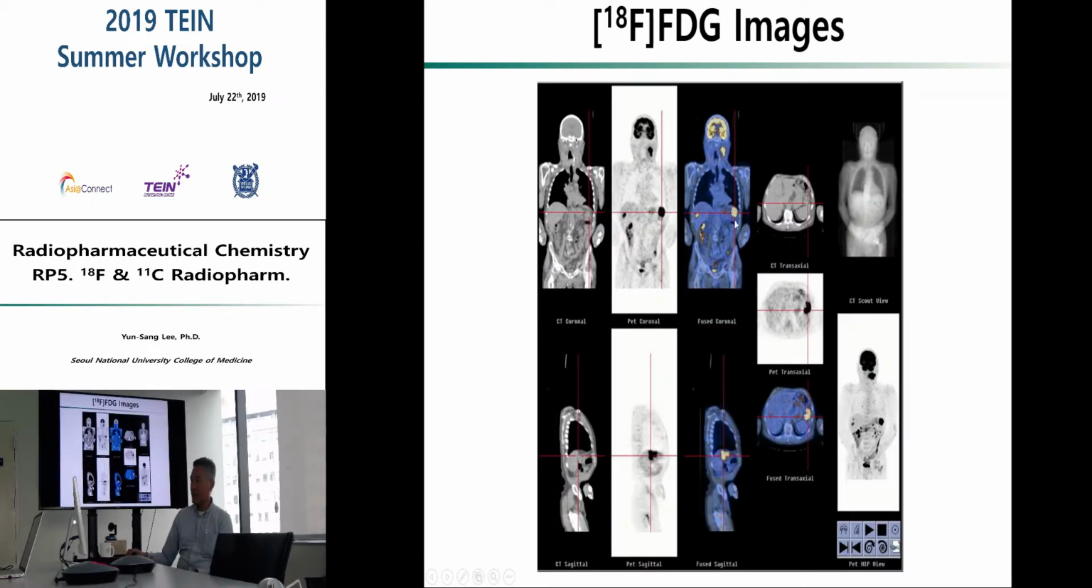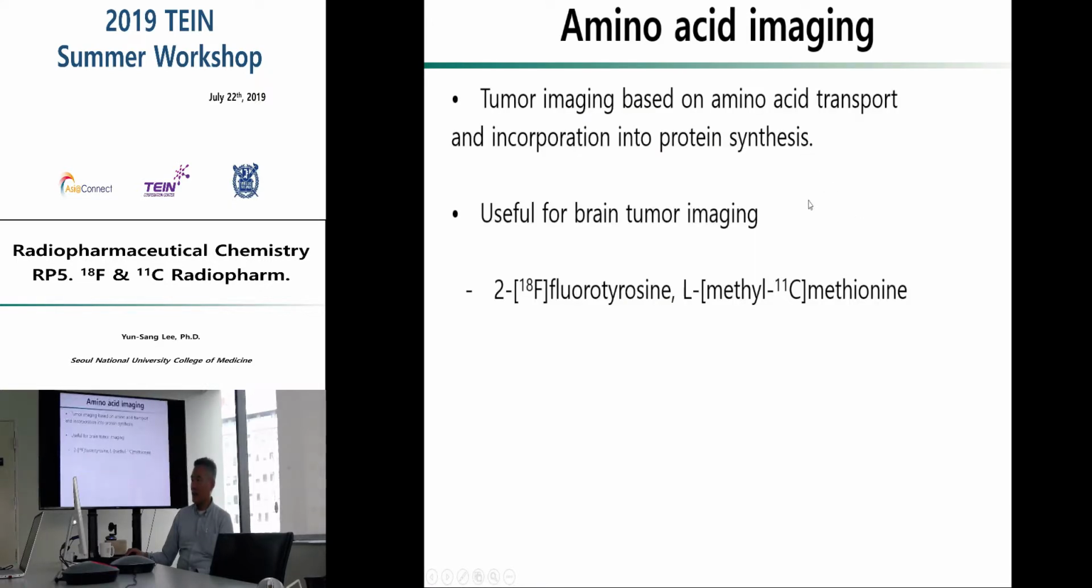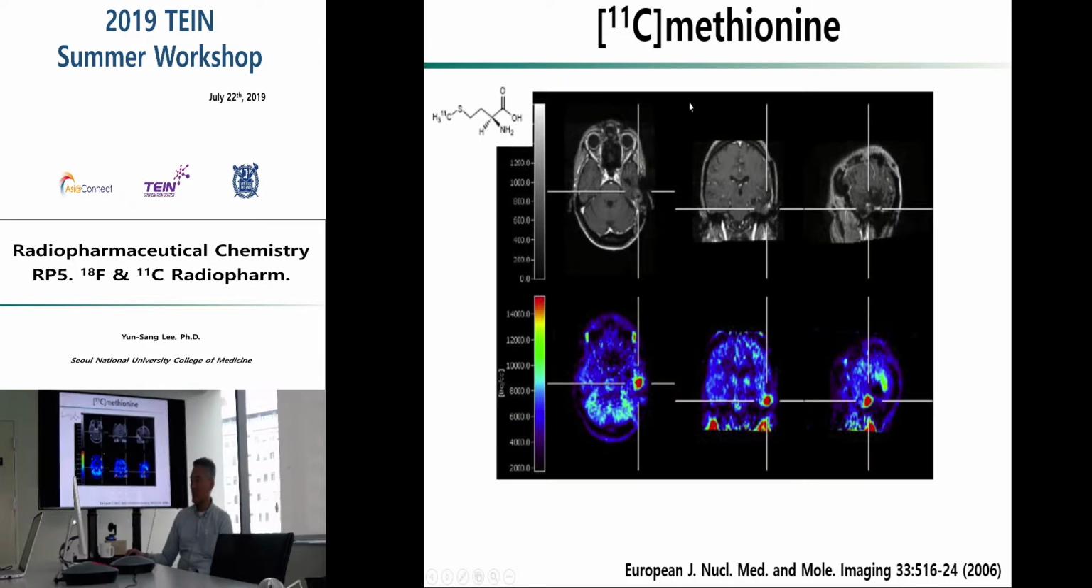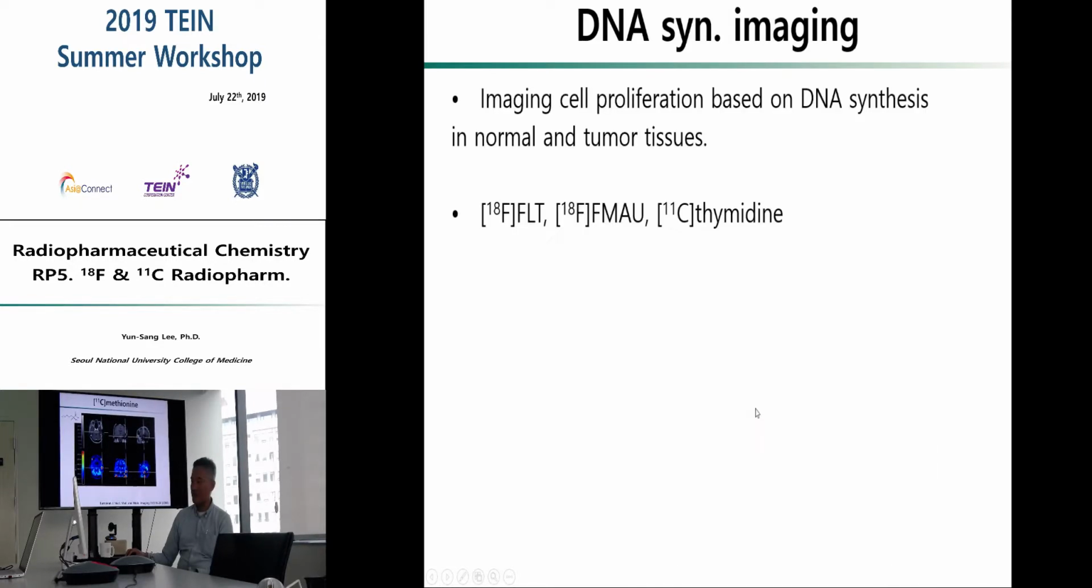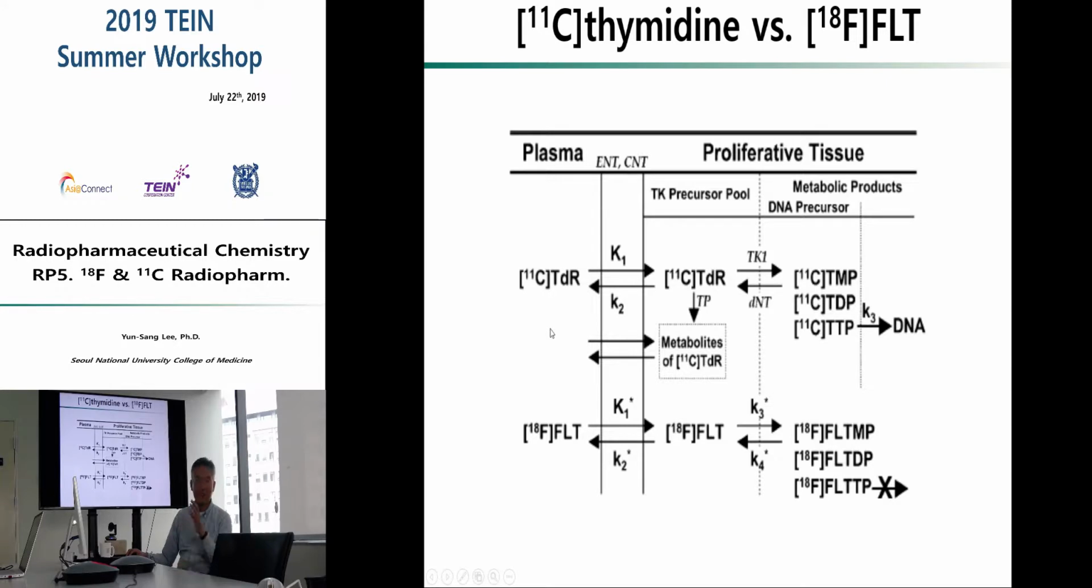So you can see the FDG image from the cancer patient. And for amino acid imaging, we normally make methionine imaging in our hospital. In the case of methionine, we can use it for brain cancer. And for DNA synthesis, we can use FLT or C11 thymidine. This is almost the same concept as FDG.